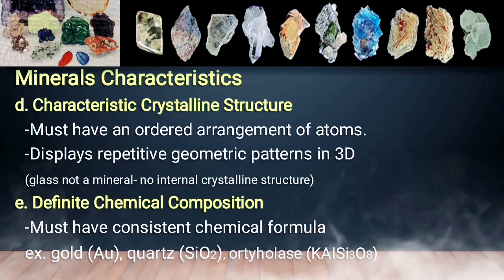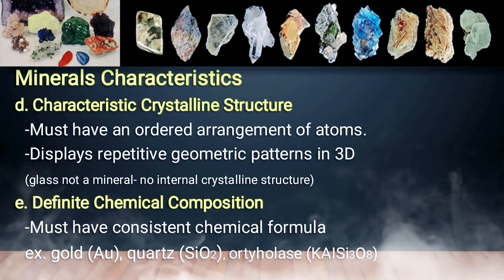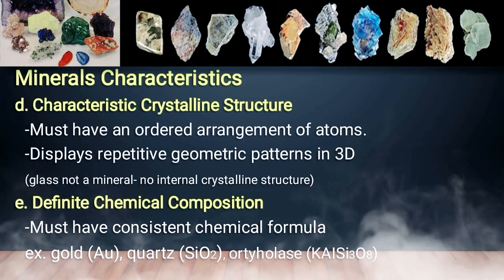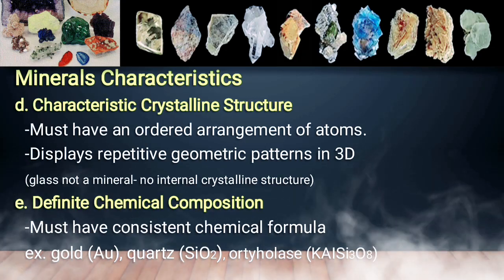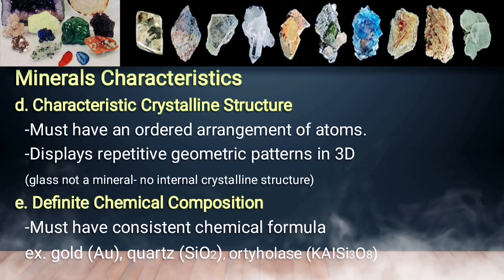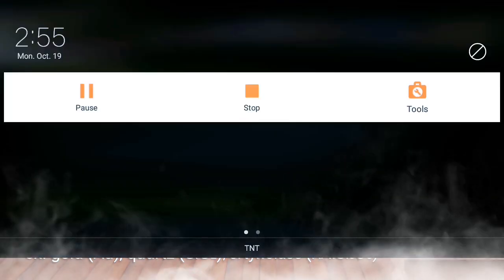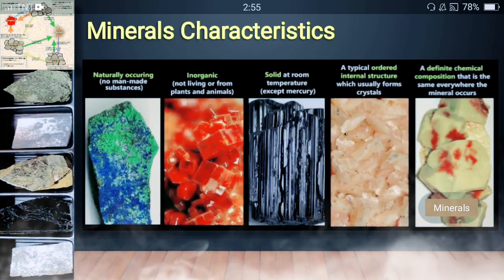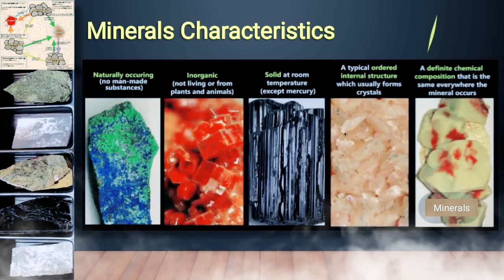D. Characteristic crystalline structure. It must have an ordered arrangement of atoms, displaying repetitive geometric patterns in 3D. It means it has a typical ordered internal structure, and glass is not a mineral because it has no internal crystalline structure. E. Definite chemical composition. It must have a consistent chemical formula, for example, gold, quartz, and orthoclase. And these are the 6 mineral characteristics: naturally occurring, inorganic, solid at room temperature, a typical ordered internal structure, and a definite chemical composition.